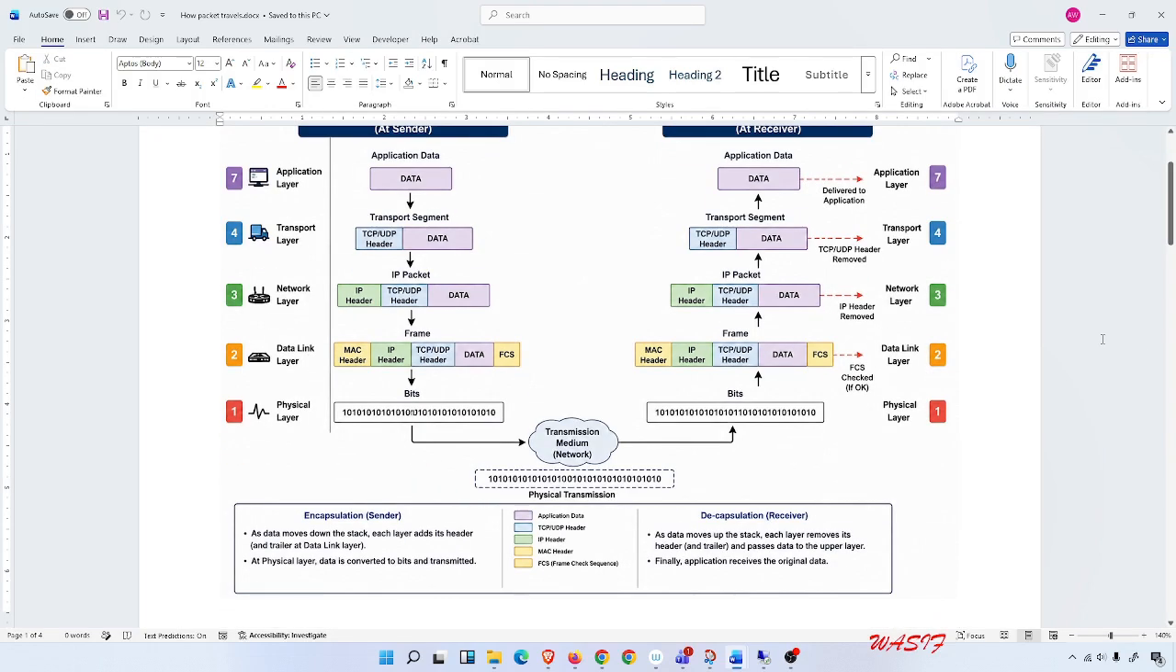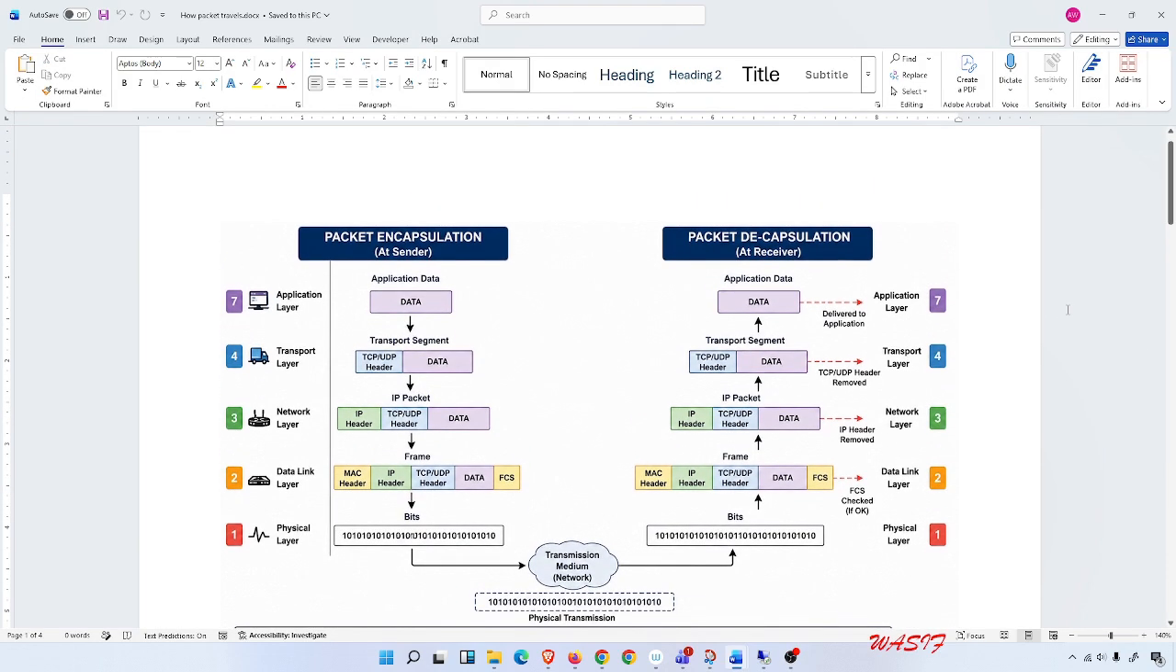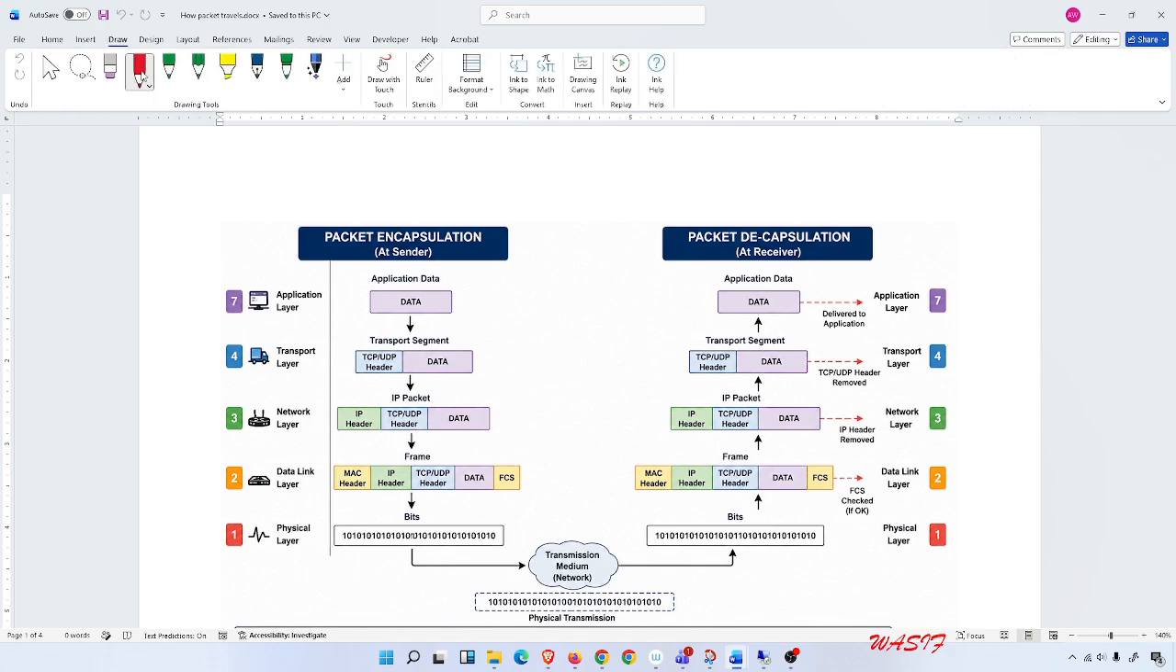Okay, so we will be looking into how a packet travels through the internet, focusing on layer 2 and layer 3 information. The first thing, let's have a look at encapsulation and decapsulation.